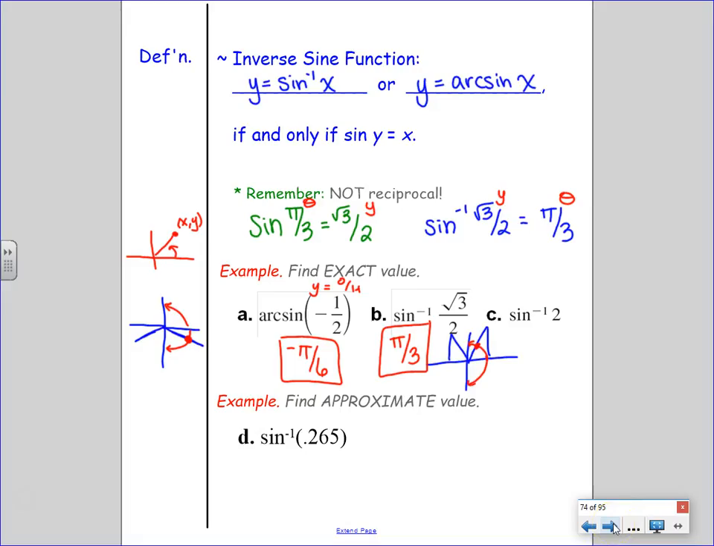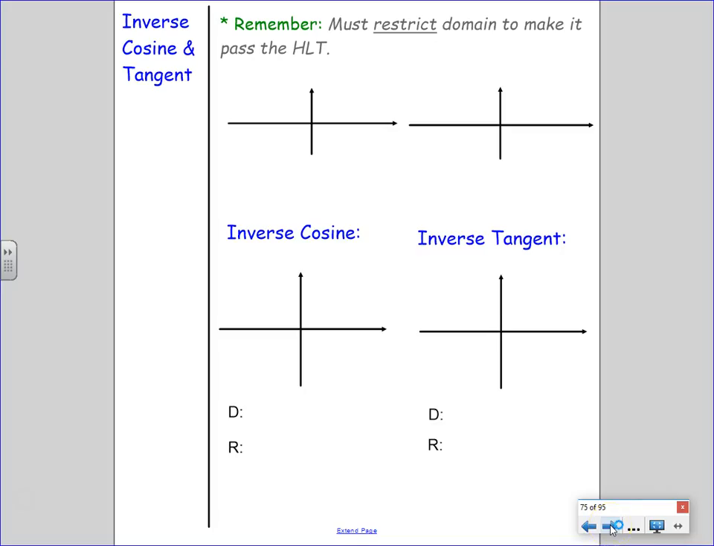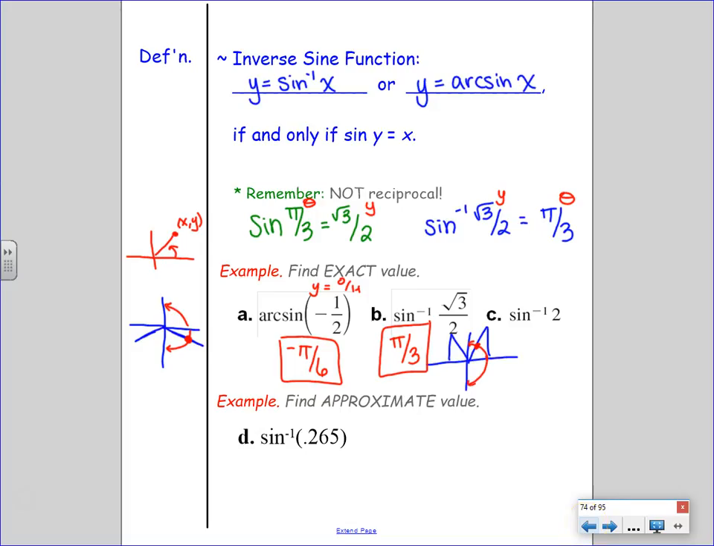For cosine, can we not talk about cosine? Oh, we didn't. Okay, here we go.